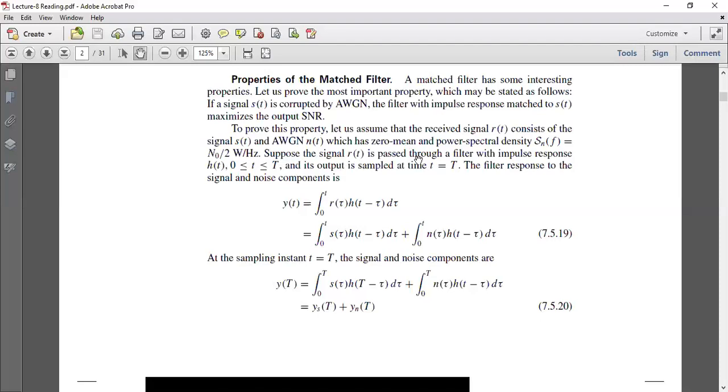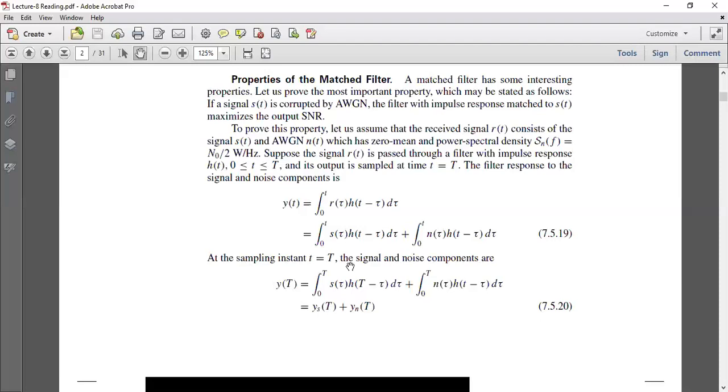Suppose the signal r of t is passed through the filter with impulse response h of t and its output is sampled at t equal to T. The filter responds to the signal and noise components. So the filter output is given by this, which I have already described, the convolution of the received signal with the filter, r of tau and h of t minus tau. Since the received signal is given by s plus noise, we will put the value of s plus noise here, and again convolve s of tau with h of t minus tau, and the noise and the filter are again convolved.